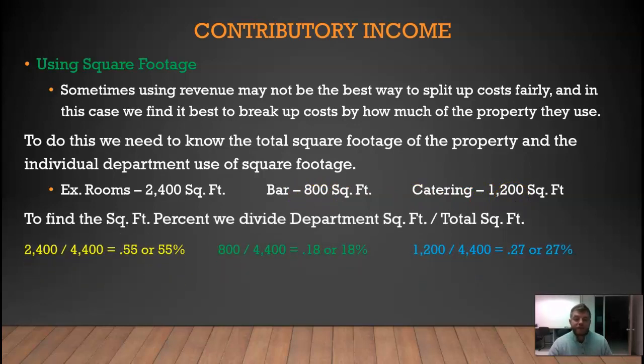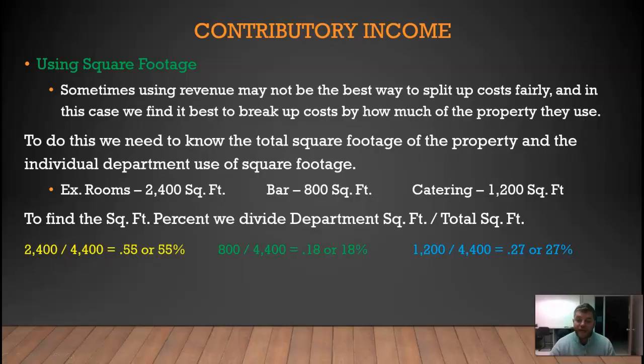To find this, we must figure out what the total square footage is. So we just add these all up. We can determine it's 4,400. 1,200 plus 800 is 2,000, plus another 2,400 is 4,400. So 2,400 divided by 4,400, the rooms department takes up 55% of the entire property. The dining or the bar takes up 18%, and the catering area takes up 27%.